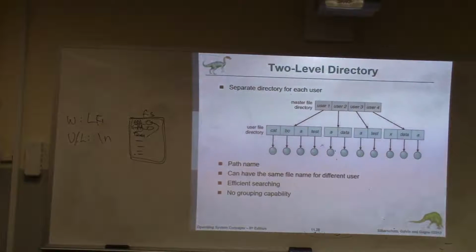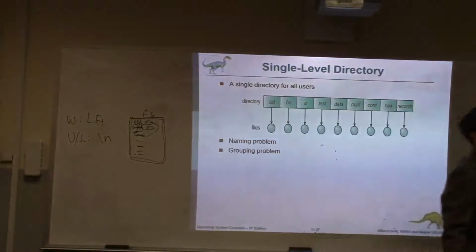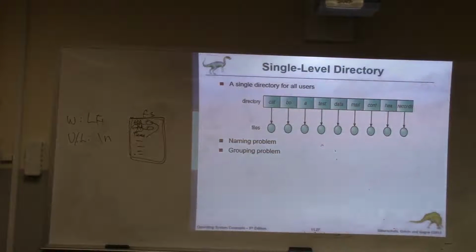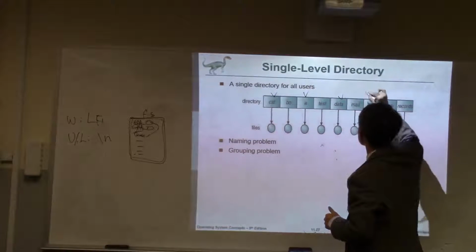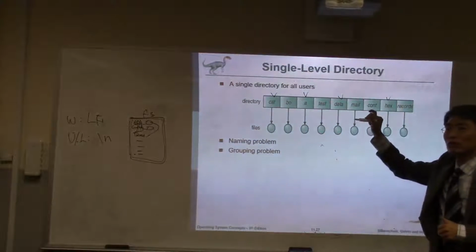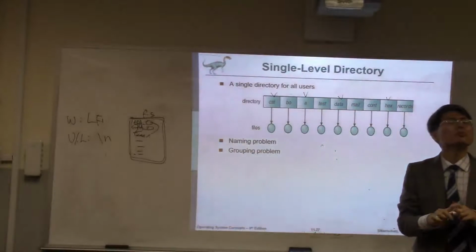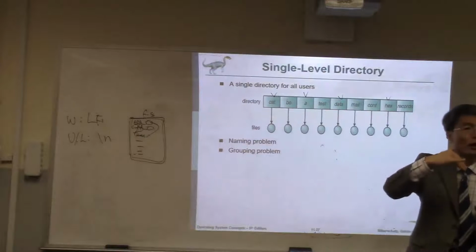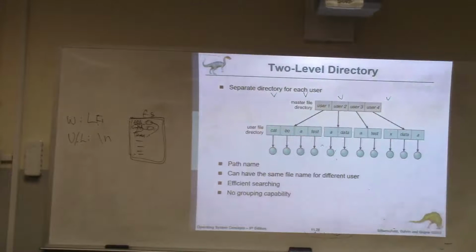What if we have a number of directories? So this belongs to mine. This belongs to mine. So it's the same problem. It's a grouping problem. So how can we address it? Why don't we make a group of directories for the directory? So that is the two-level directory.